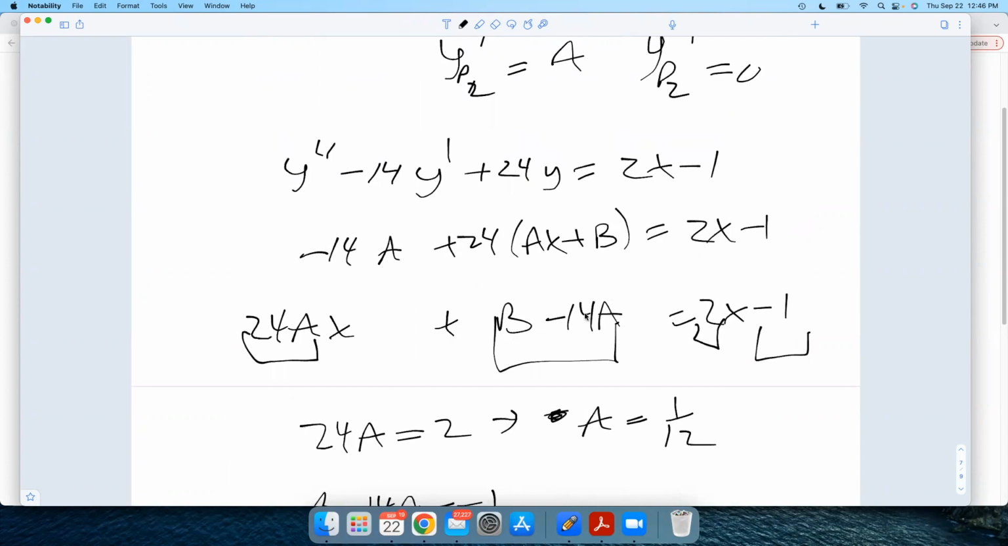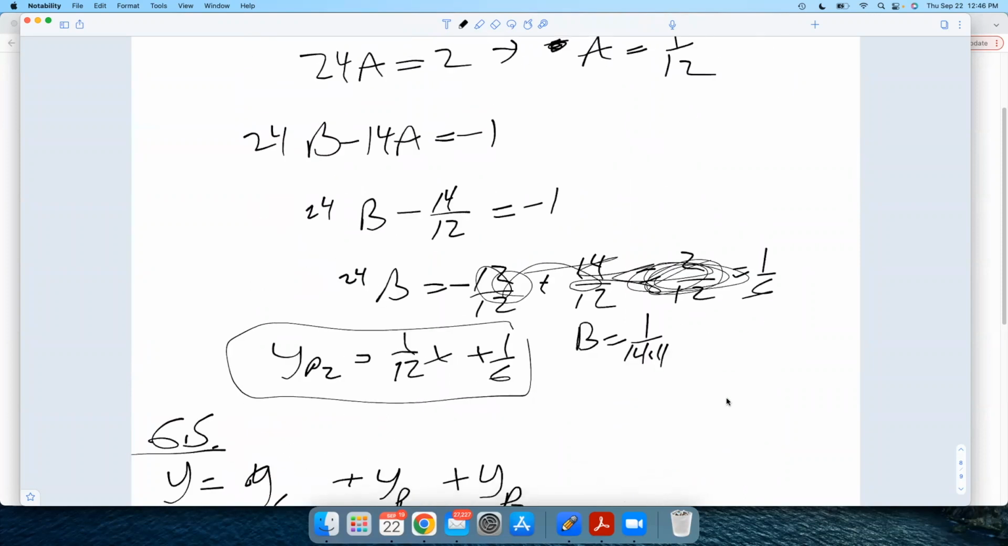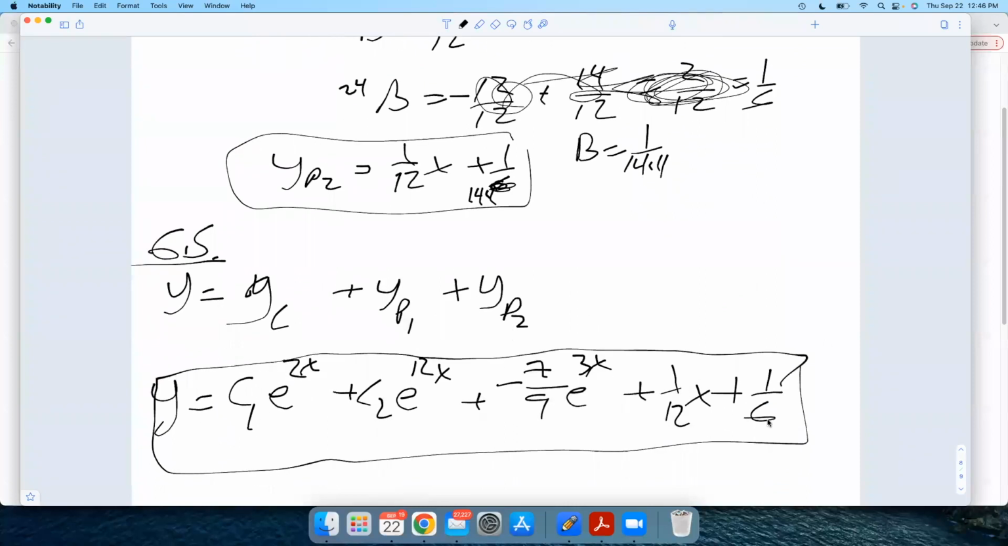Oh, it was right here. That should have been 24B. I didn't distribute. So I got the 24A times X. I didn't hit the B with the 24. So this should have been 24, 24, 24. And then you'll get B equals 1 over 144. So I'm just going to fix this because I'm going to post this document. Maybe. It's kind of ugly.